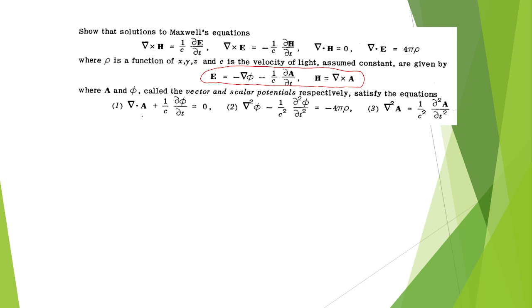So let's start from the equation, the divergence of H. The divergence of H means the divergence of the curl of A in this equation. We know that this is a scalar triple product of three vectors. If two are the same, then it is 0. So the first equation is satisfied.